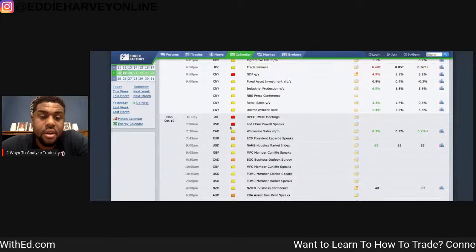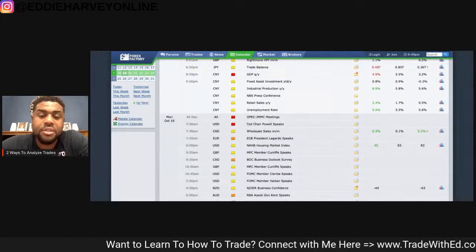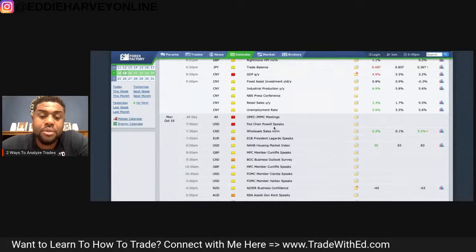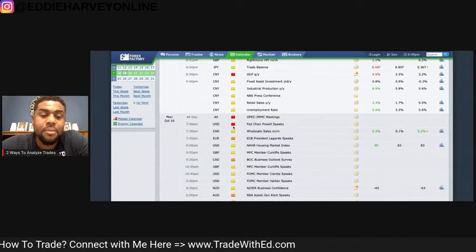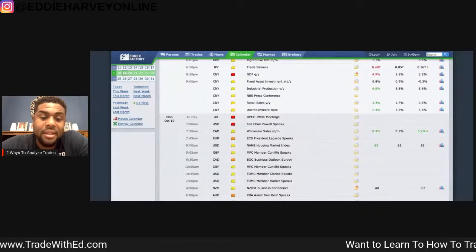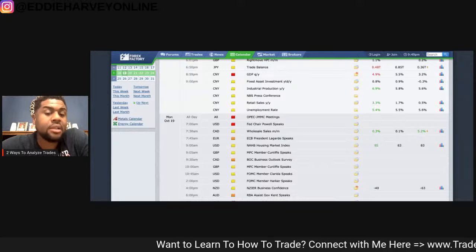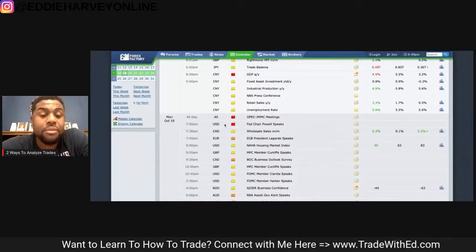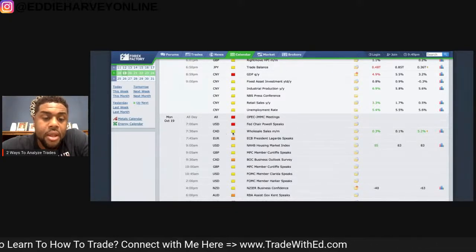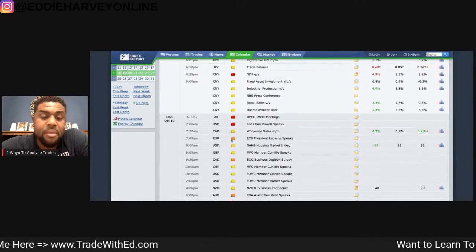So when you look here, Federal Chair Powell speaks. So Federal Chairman Powell spoke today at 7 a.m. As you can see on that calendar in the USD, high impact expected, right? So that means, yo, at 7 o'clock, the best thing to do was to stay away from trading the US dollar. So you can see here, yellow, low impact expected, medium impact expected.